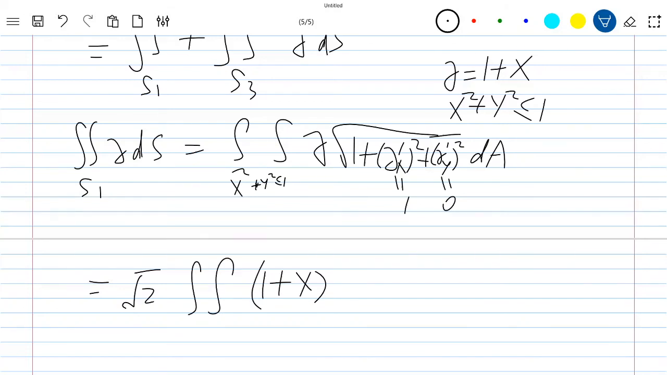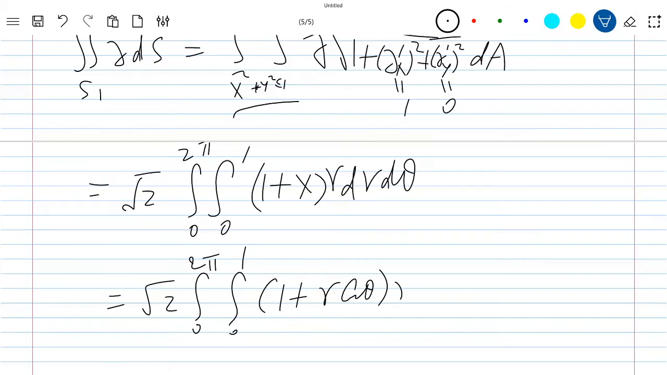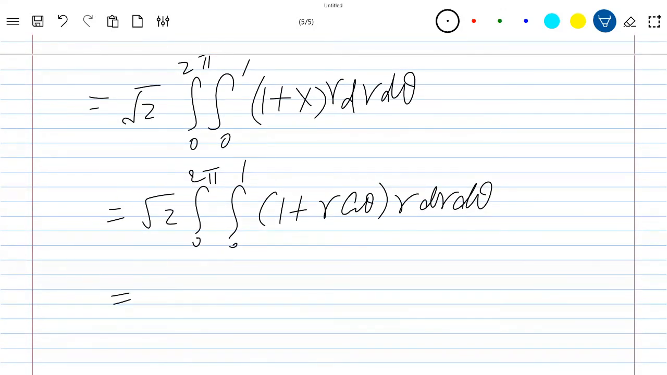And then we write dA. Since it's a circle, it's best to write it in polar coordinates, right? It's polar, not cylindrical. Okay, then r is from 0 to 1 and theta from 0 to 2 pi. And what is x? x should be written in terms of r cosine theta, right?